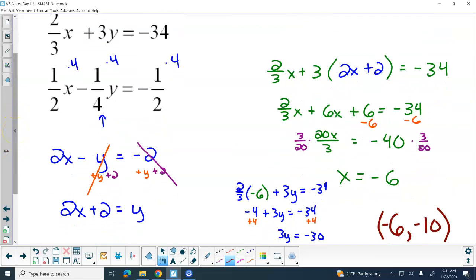Let's check. Negative 6 times 2/3 is negative 4. 3 times negative 10 is negative 30. Negative 4 plus negative 30 is negative 34. Checks out in the first one. Negative 6 times 1/2 is negative 3. Negative 1/4 times negative 10 is 5/2. Negative 3, which is negative 6/2, plus 5/2 is negative 1/2. It checks out. Works out there. Yep. One last one.